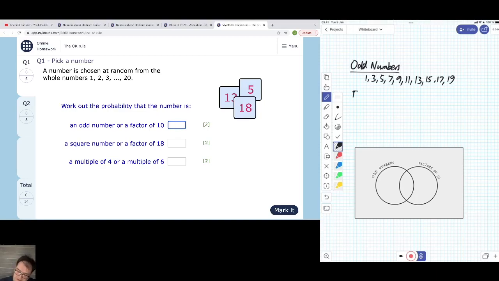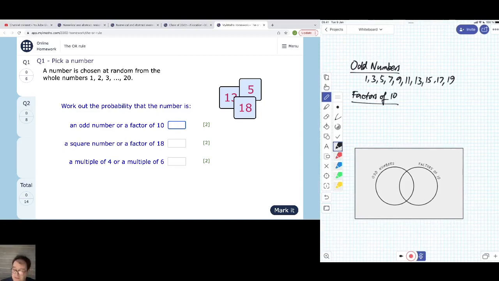Factors of 10. So the factors of 10 are the numbers that you can divide 10 by. So you can divide 10 by 1, you can divide 10 by 2. You can't divide 10 by 3, or at least not so that you get an exact integer answer. You can't divide it by 4. You can divide it by 5. 6, 7, 8, and 9, no. 10, yes. These things usually come in pairs. So 2 times 5 makes 10. 1 times 10 makes 10. So that's an easy way of checking that you've got them all.